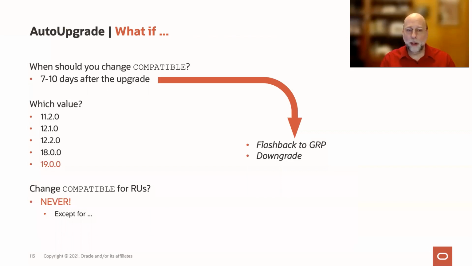Finally, there's the compatible parameter. Now, the compatible parameter does affect all these what-if conditions because, for example, if you raise compatible, you can't flash back to that guaranteed restore point anymore. So you do still need to think about when and how you are going to raise compatible. Our general recommendation is still raise it 7 to 10 days after the upgrade. But if you need to do it during the upgrade, like say you only get downtime once per year and you need to raise compatible, then you can do that with AutoUpgrade as well, even preserving the ability to flash back if something fails before the end of the upgrade.